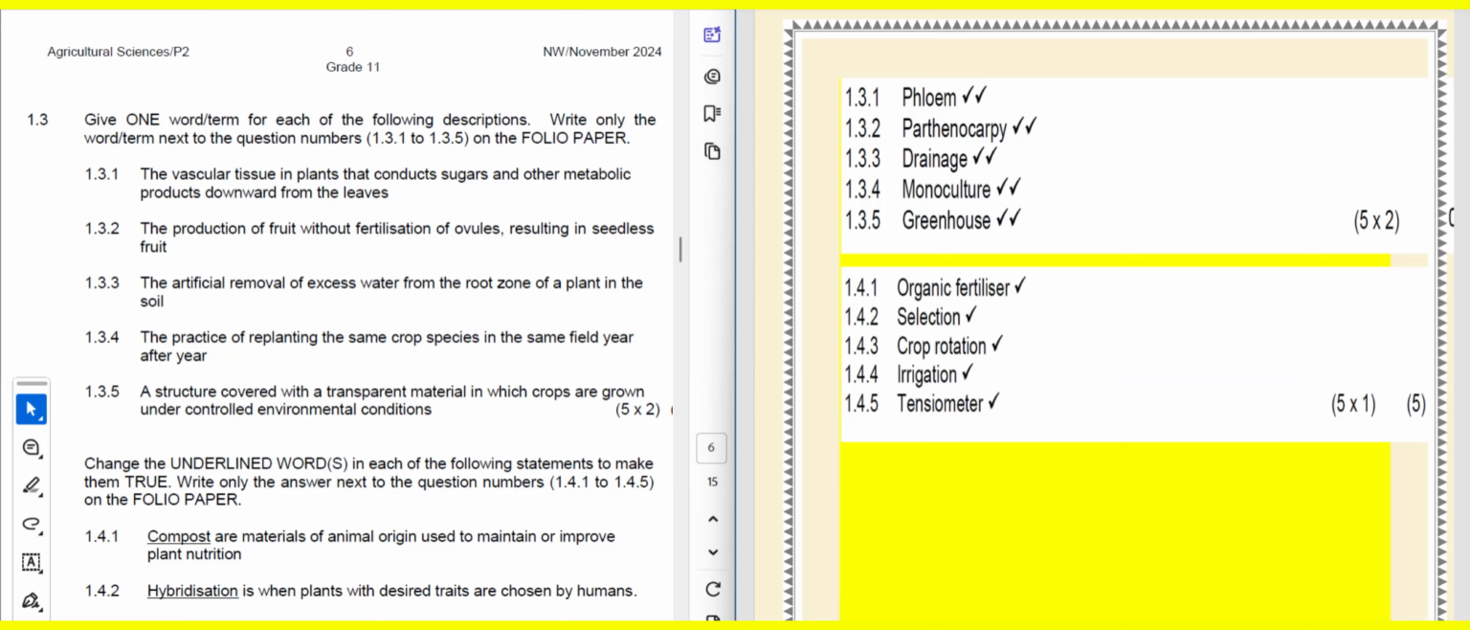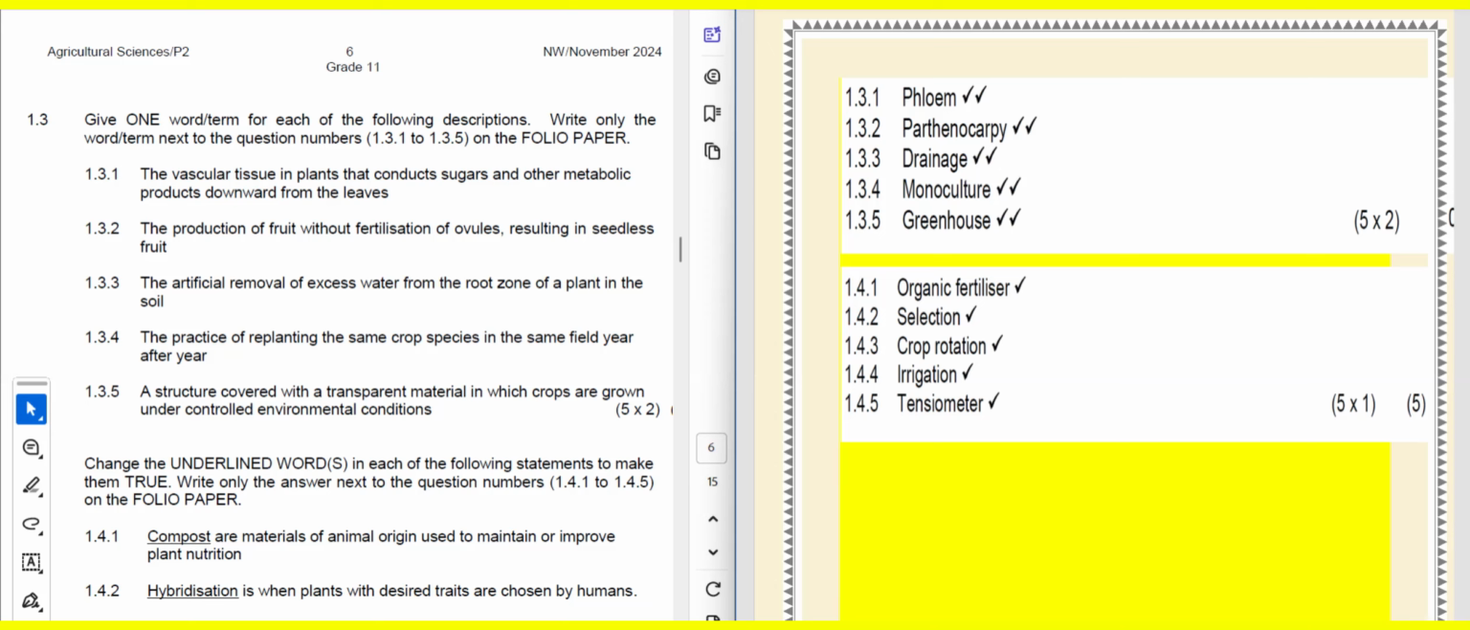1.3. Give one word or term for each of the following descriptions. Write only the word or term next to the question numbers 1.3.1 to 1.3.5 in the answer book. 1.3.1. The vascular tissue in plants that conducts sugars and other metabolic products downward from the leaves. Phloem. Correct. 1.3.2. The production of fruit without fertilization of ovules, resulting in seedless fruit. Parthenocarpy. Correct.